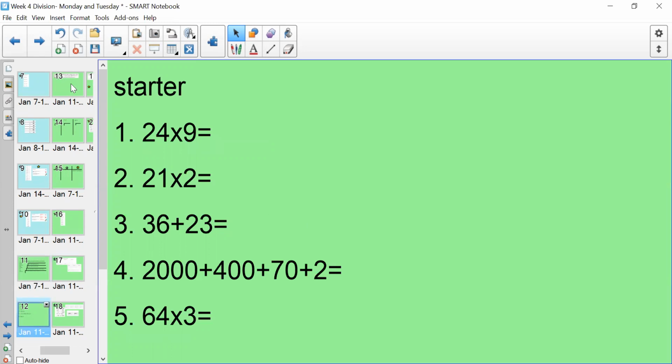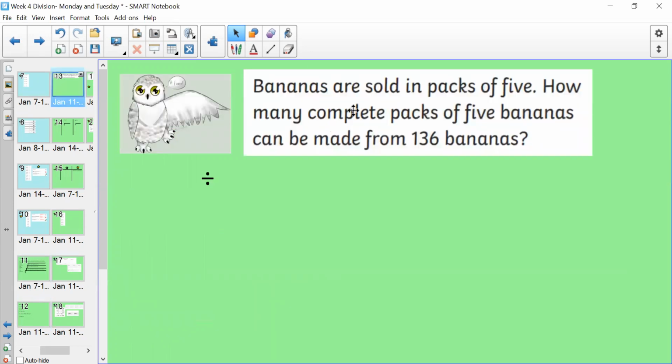Okay, so our big question today is, bananas are sold in packs of 5. How many complete packs of 5 bananas can be made from 136 bananas? So I would like you to have a think about what your division sum is going to look like, what method you are going to use to work it out, and what your answer sentence is going to be. So I'd like you to pause the video and have a go at working that out on a piece of paper.